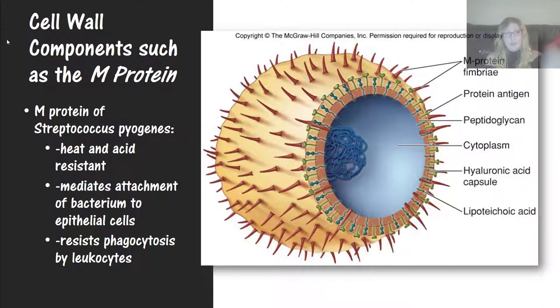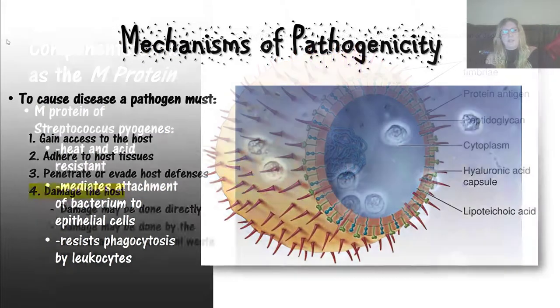Streptococcus pyogenes has an ingenious way of evading the host's immune system. It uses its cell wall component that is called M protein. It is heat and acid resistant. It mediates the attachment of the bacterium to epithelial cells, and it resists phagocytosis by leukocytes. So pretty cool mechanism.